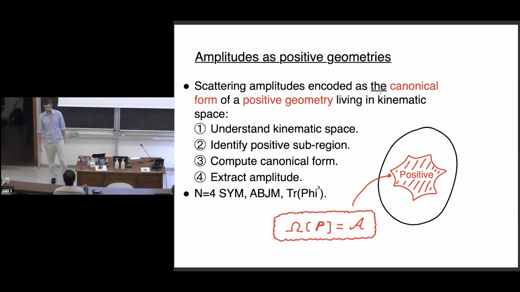So I'm going to say that all again, but referring to this picture now, because I'm going to be drawing it again and again. So when I draw this picture, the black space you just think of as the tree level kinematic space. The red region is your positive geometry, your positive subregion, and it's the canonical form of this thing which we want to compute.